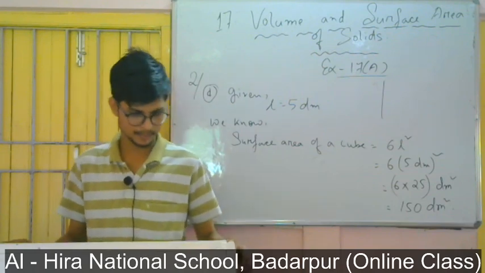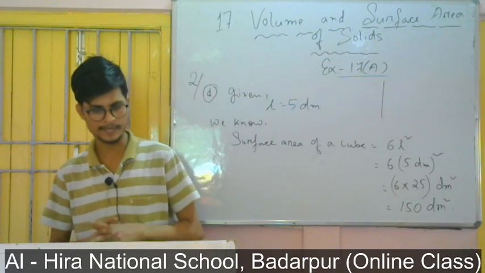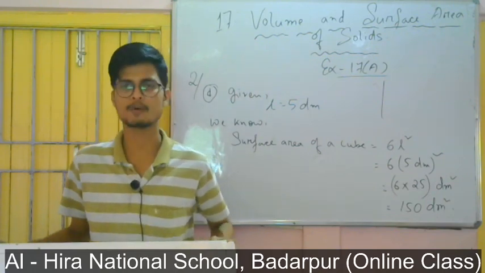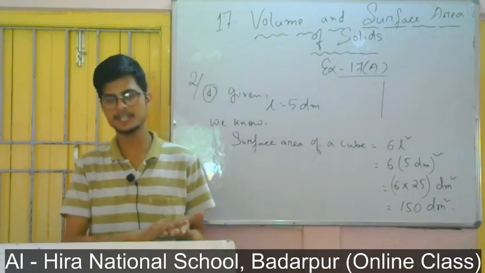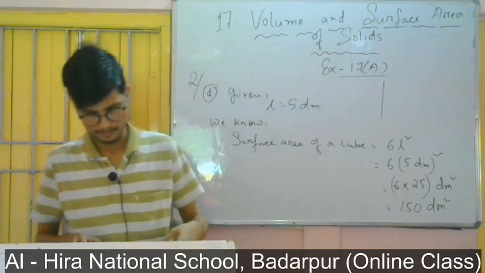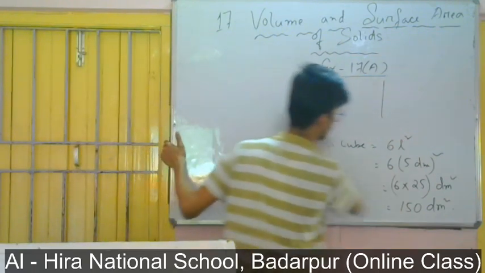So now question number 3. You see here it is given the total surface area of a cube is 54 centimeter square. What is the length of its sides? So here surface area is given, the question is to find the length of the side. Very easy actually, this one also.